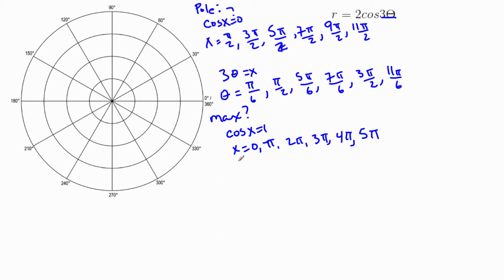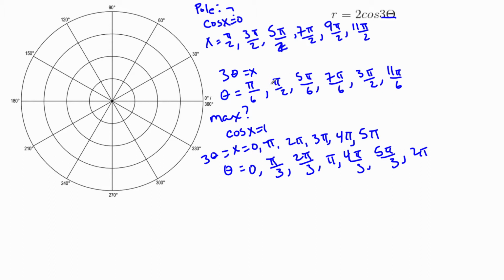All right. So what are my theta values? If 3 theta is equal to x, that tells me theta is 0, pi over 3, 2 pi over 3, pi, 4 pi over 3, 5 pi over 3. And I see if I had gone to 6 pi, then that would be right back at 2 pi.